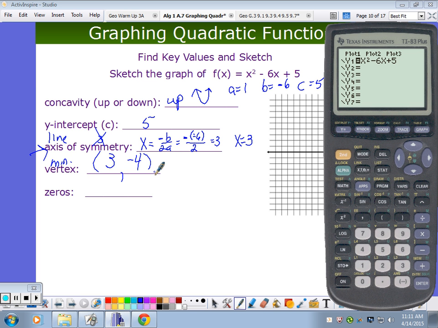How can I check another way? Where do I go now? Table. Yeah. So press second and the graph button, and let's look for where x is 3. It's negative 4. So I didn't make a mistake there.